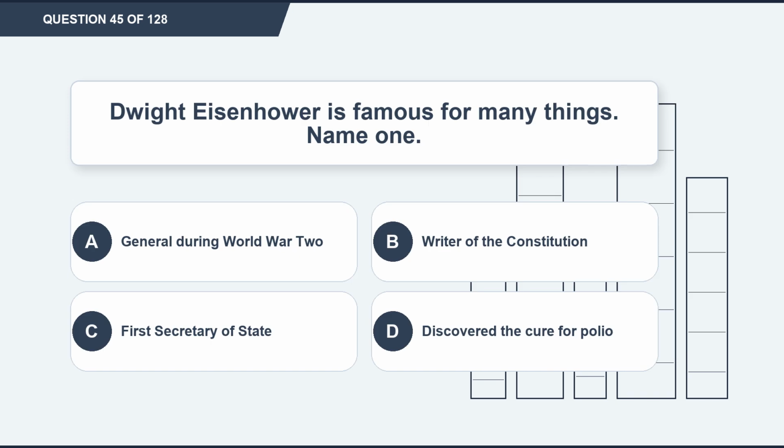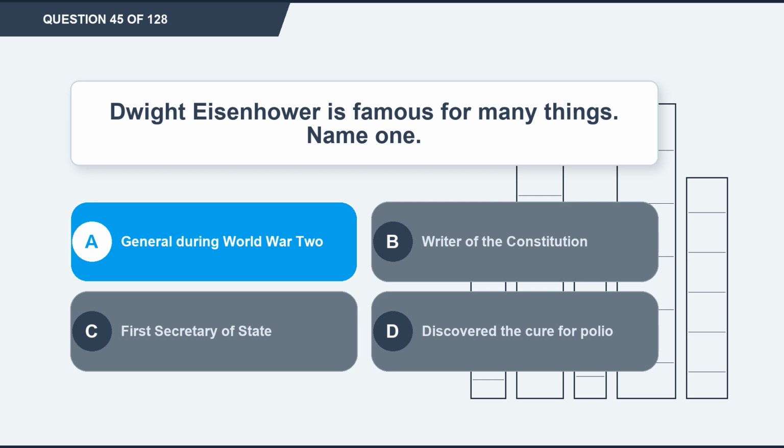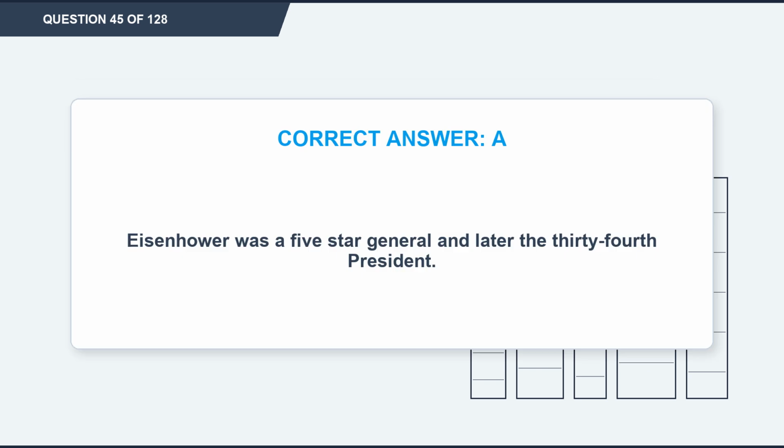Question 45. Dwight Eisenhower is famous for many things. Name one. Option A, general during World War II. Option B, writer of the Constitution. Option C, first Secretary of State. Option D, discovered the cure for polio. The correct answer is option A, general during World War II. Explanation. Eisenhower was a 5-star general and later the 34th president.